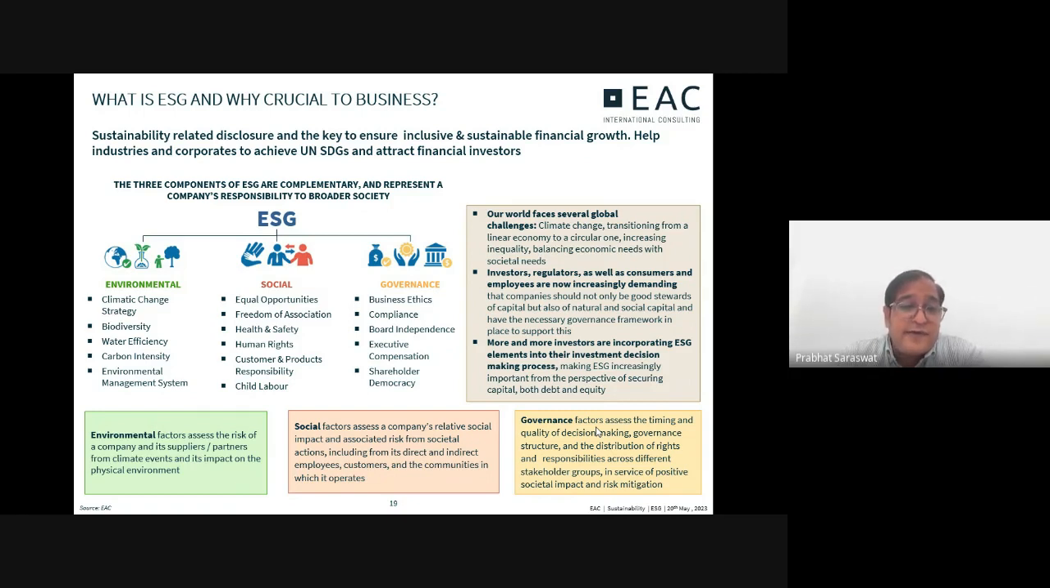So environmental factors basically assess the risk of a company and its suppliers or partners from climate events and its impact on the physical environment. Social factors basically assess a company's relative social impact and associated risk and societal actions, including from direct and indirect employees, customers, and communities in which it operates. And governance factors basically assess the timing and quality of decision making, governance structure, and distribution of rights and responsibilities across different stakeholder groups in service of positive social impact and risk mitigation. So these are the key things.